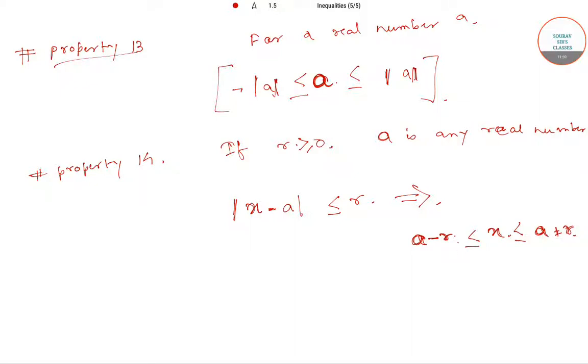Now it is true in the other direction too. That is, if a is any real number and r is greater than or equal to 0, such that a minus r is less than or equal to x, which is less than or equal to a plus r, that is, x lies in the interval of a minus r to a plus r, then this would imply that mod of x minus a is less than or equal to r.